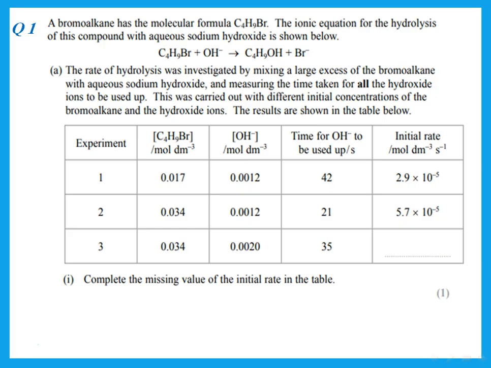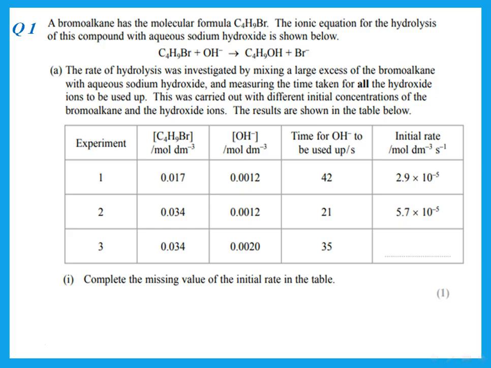So this is the first question. It says a bromoalkane has the molecular formula C4H9Br. The ionic equation for the hydrolysis of this compound is shown. The rate of hydrolysis was investigated by mixing a large excess of the bromoalkane with aqueous sodium hydroxide and measuring the time taken for all the hydroxide ions to be used up. So this was carried out with different initial concentrations of the bromoalkane and the hydroxide ions, and the results are shown. And the first thing he says is complete the missing value of the initial rate in the table.